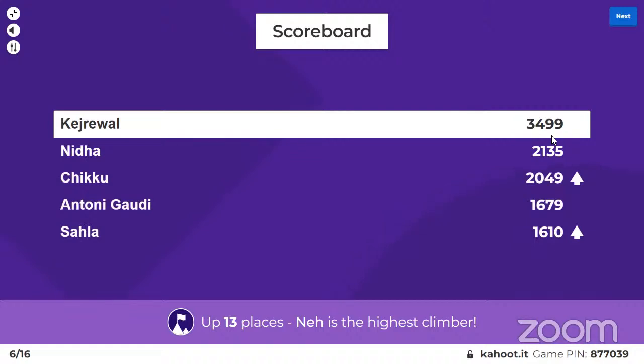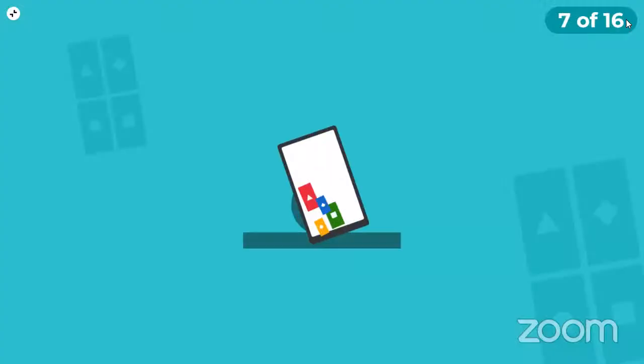Kejriwal still on top with 3499. Second, we have Nida. Third, we have Chikku. Fourth, we have Anthony Gaudi. Fifth, we have Sahla. New climber, Nay. Nay is a new climber here, climbing up 13 places. All right, so, seventh question.